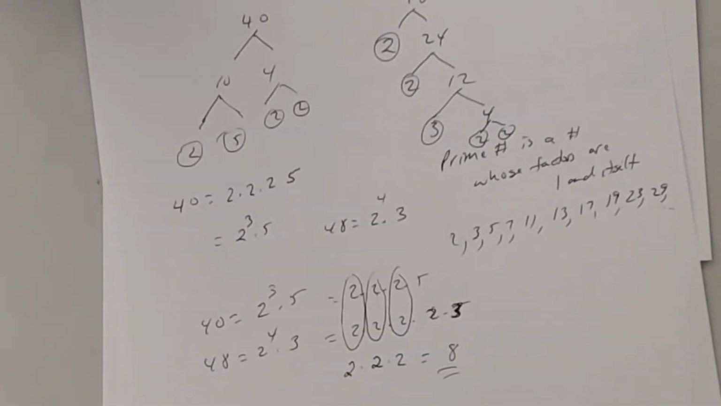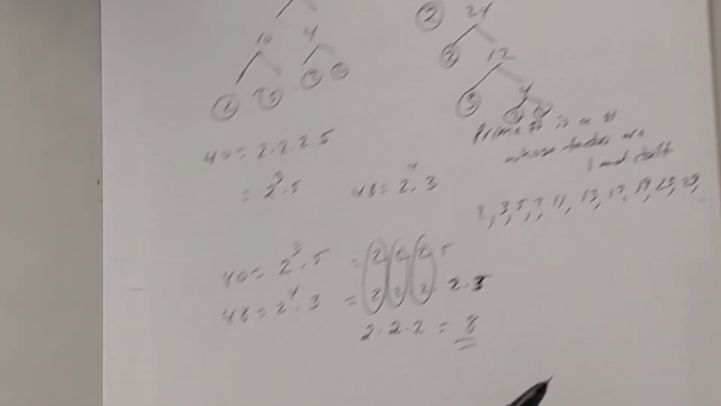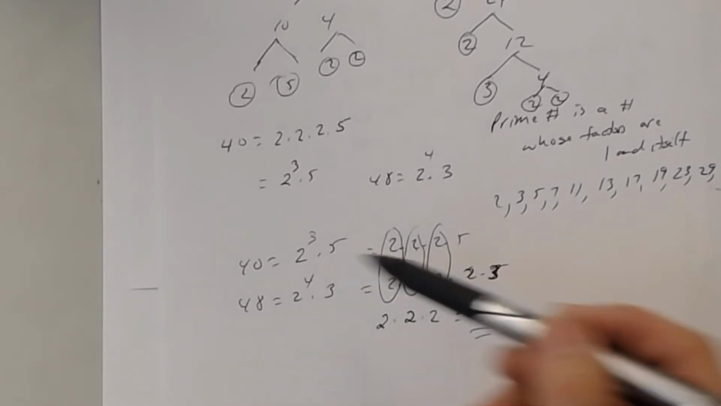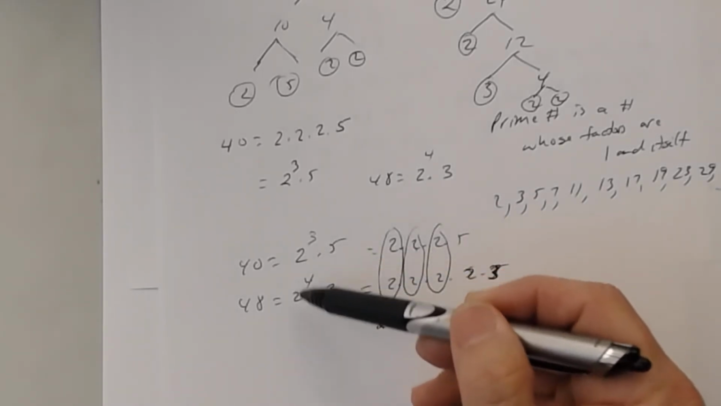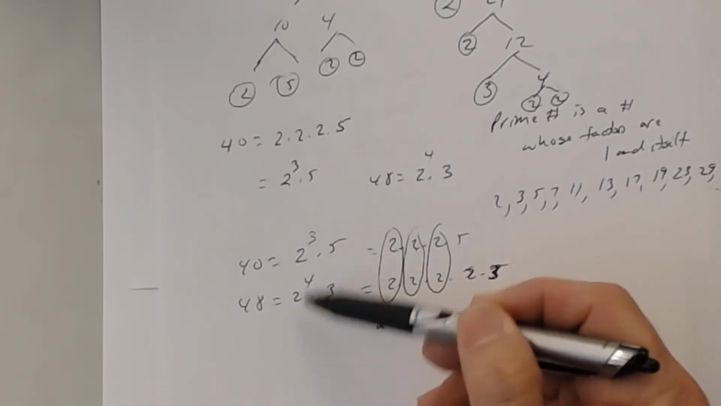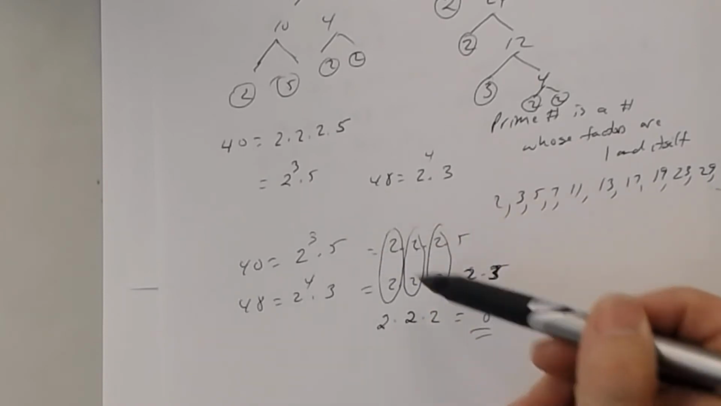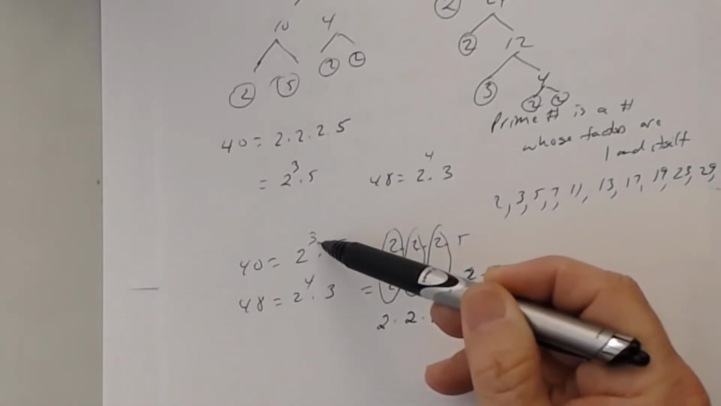The other thing I want you to recognize, and it's going to be important when we do the variables, because we're about to do some with the variables instead. I want you to notice this. You see how I circled the 2's, because that's what they had in common? You see the base right here? The base is 2. This base is 2. How many things did I circle? 3. This exponent is? 3.